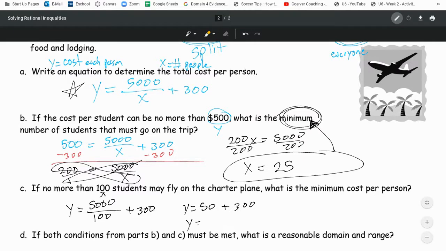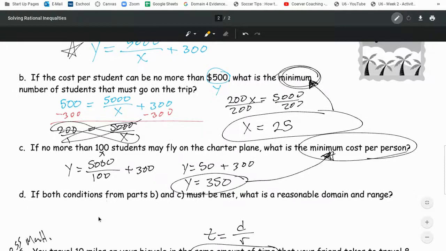And so y is equal to $350. So this represents the minimum cost per person. Okay. So now we want to figure out a reasonable domain and range. Reasonable, this term right here just means like what makes sense in the context of your problem, right?